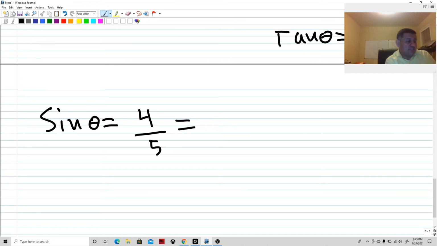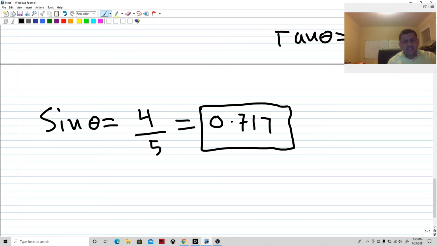I am in degrees, so I need to change that to radians. Okay, so if I do sine of 5 over 4, 4 over 5, that is equal to 0.71, right? So the value of this at this point is equal to 0.717. See that? Okay, so basically that is it.